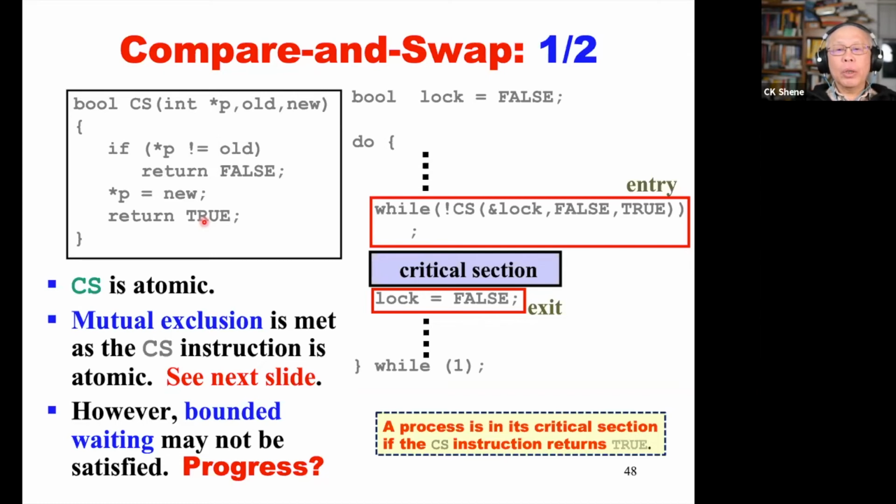Old and new are 2 values. P is a pointer to a location, just like the lock we mentioned. So CS compares the value at P against the old value. If they are not equal, we return false. If they are equal, we replace the value at P by the new value and return true. Again, CS is atomic.